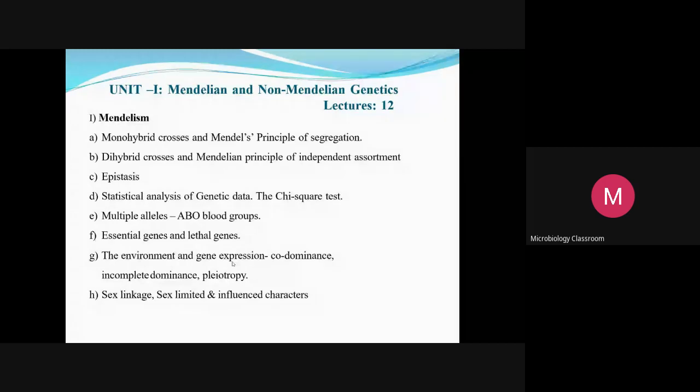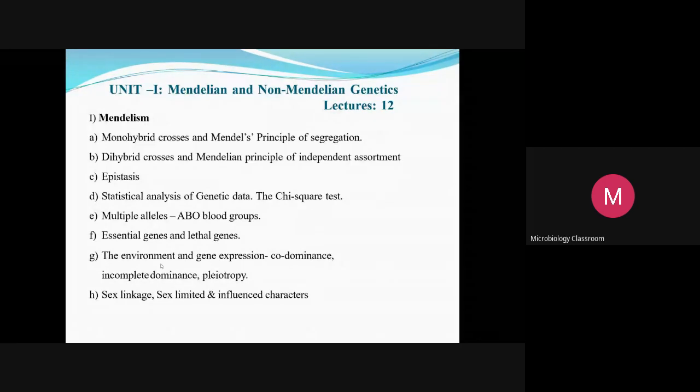So codominance, incomplete dominance. To explain this, some examples of plants with different characters are there. For example, the plant with red colored flower crosses with the plant with white colored flower, and what is the result or outcome of that cross needs to be explained.